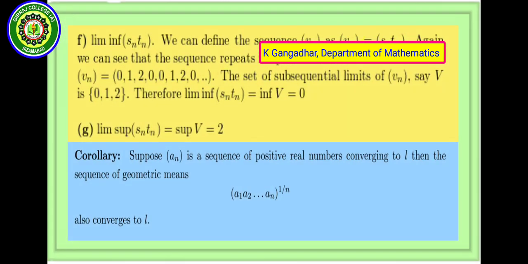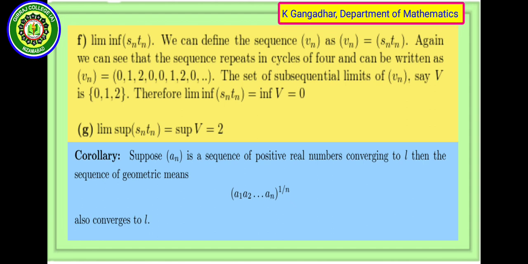So in this last problem, we want limit infimum Sn Tn. We define the Sn into Tn sequence, and we get the terms 0, 1, 2. In this we want the infimum, which means the least value. So limit infimum Sn Tn equals 0. And limit supremum Sn Tn equals 2.